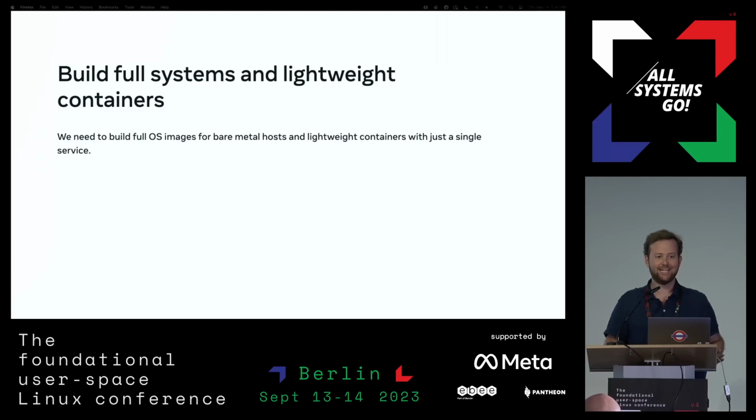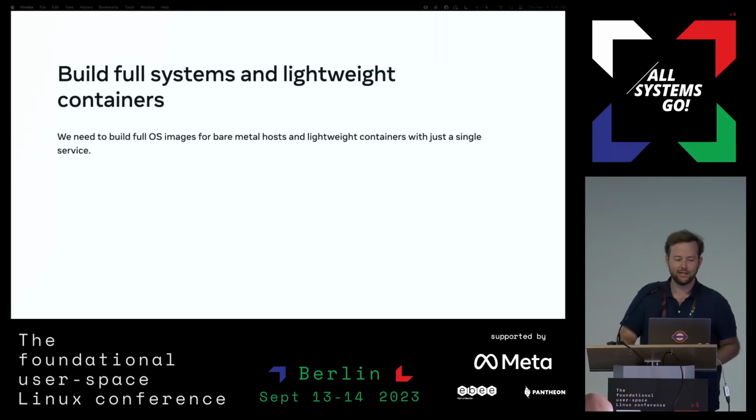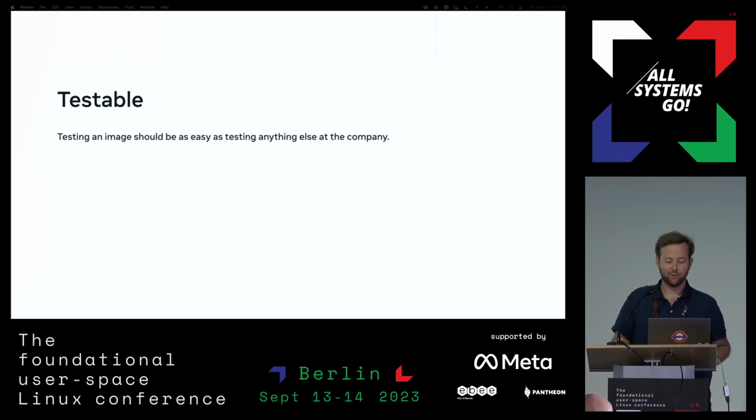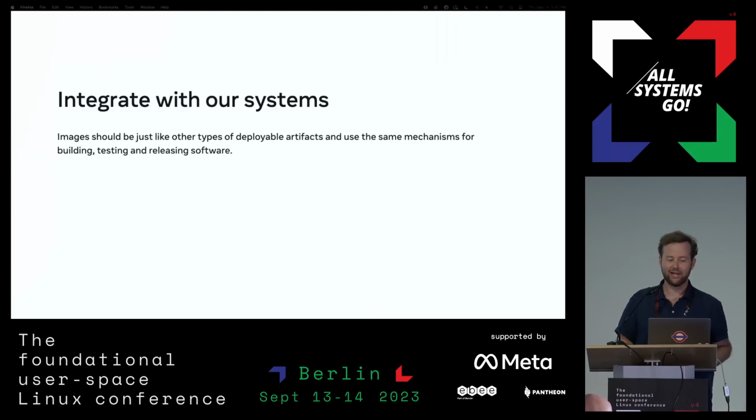We have 2 main kinds of images we want to build with the same system. Full OS images for bare metal hosts and virtual machines, and lightweight containers with just a single service or maybe a couple binaries. We want our images to be testable because we all know if you don't test something, it breaks. Image builds should be just as easily testable as anything else that we produce. We want to integrate with the systems that we use internally. They should look just like any other deployable artifacts, just like a binary service that you built.